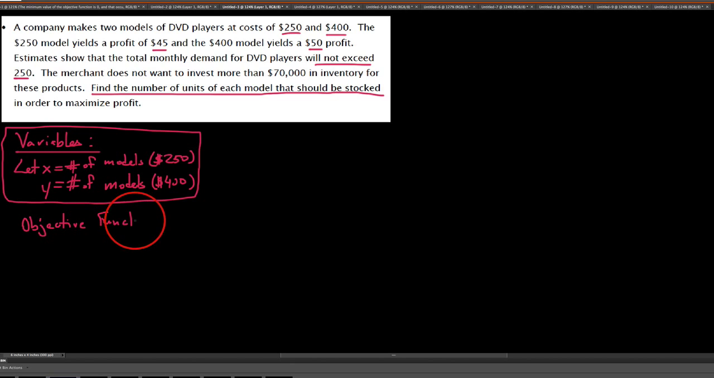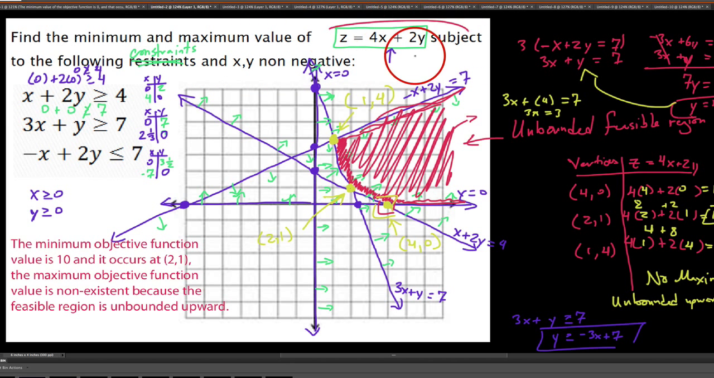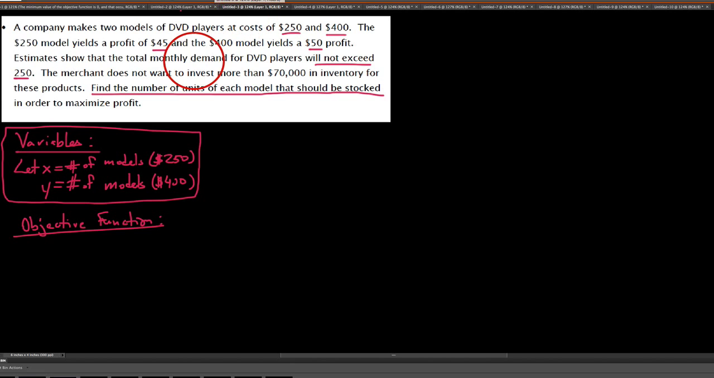So I want to talk about our objective function. Now in the past two videos, you've seen me use Z as our objective function letter. We say this function here that we want to make as big or as small as possible. In this case, it says find the number of units of each model that should be stocked in order to maximize profit. What gives it away is the fact that it says maximize that. So since we're maximizing profit, we're going to write an expression for profit. And I'll actually just write P.